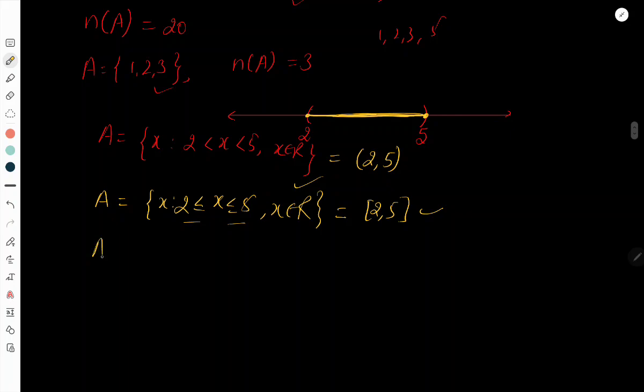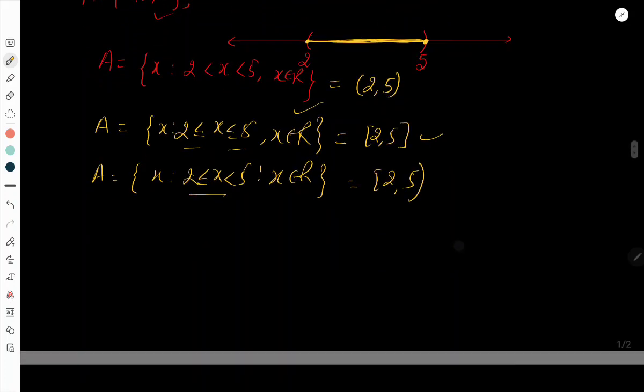Similarly, if I write A equals {x such that x is greater than or equal to 2, less than 5, x belongs to R}, what is the meaning? You can take 2 this time, but less than 5 means at 5 it is open, you don't have to take 5, only numbers less than 5. Now A equals {x such that x is greater than 2, less than or equal to 5, x belongs to R}.